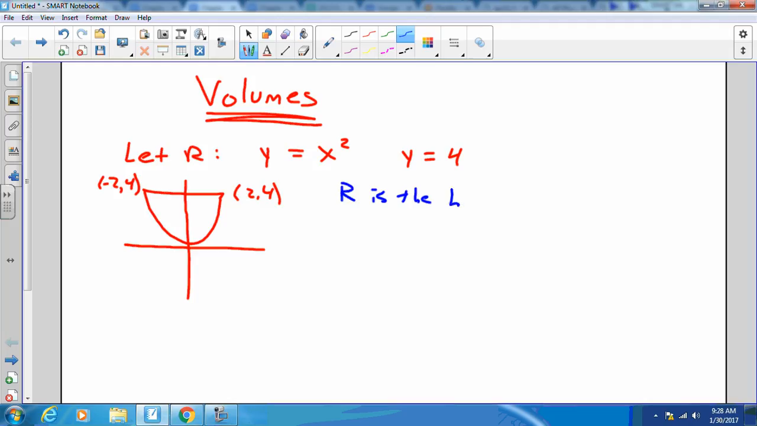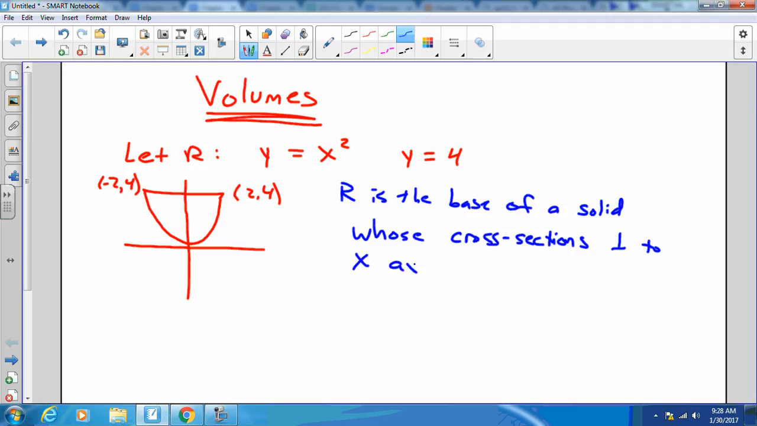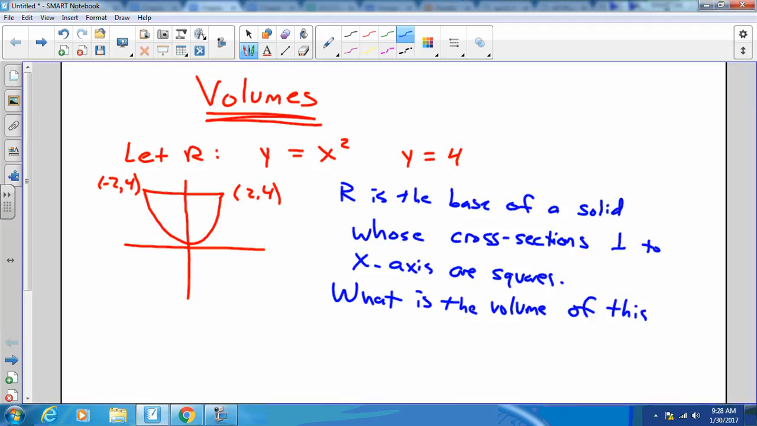Okay. Now I want to consider this interesting question. R is the base of a solid whose cross sections perpendicular to the x-axis are squares. What is the volume of this solid?